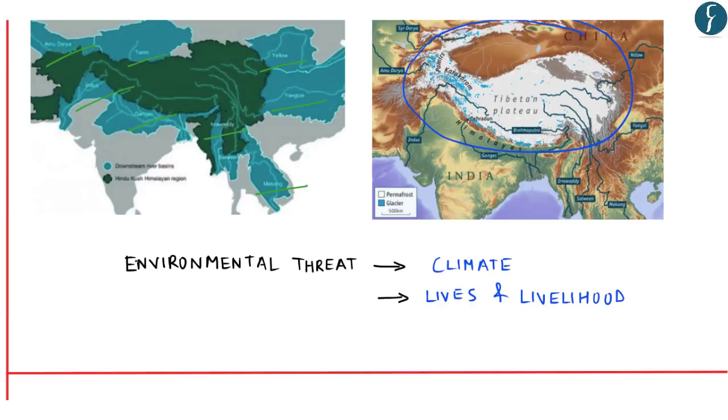So we understand any environmental threat to this entire area of the third pole becomes not only a matter of concern for climate but also impacts the lives as well as livelihood of billions of people residing in this entire region. So in this aspect, let us understand some of the environmental threats which people in this region are currently facing.